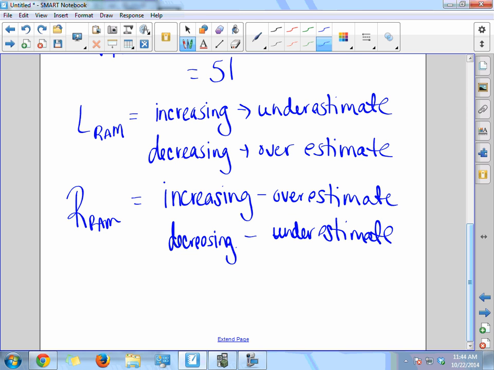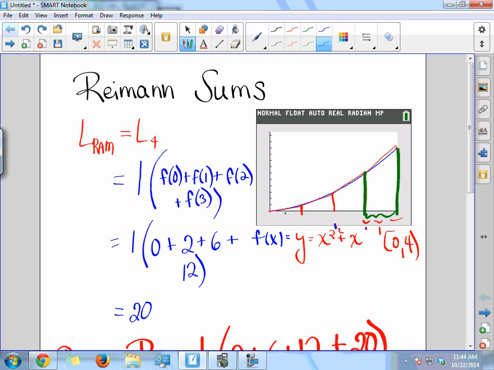And a lot of times, I wouldn't try to remember this, but I might just draw a picture because it was really easy to see on the previous page. I don't have it anymore. Whenever we did that left approximation, that was definitely an underestimate, and whenever we did the right approximation, it was definitely an overestimate.